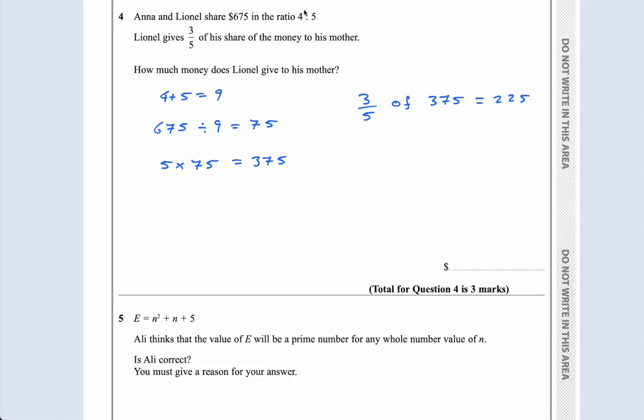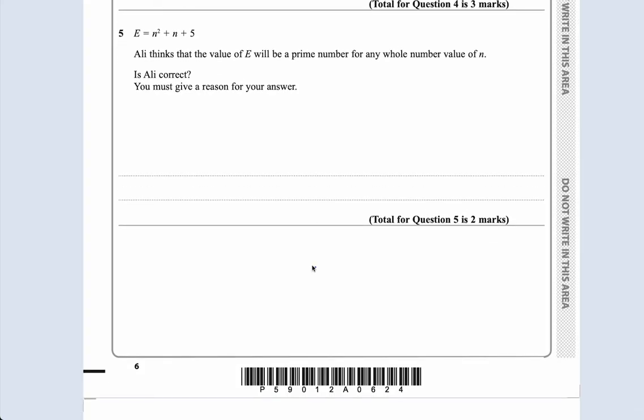So first, share it in the ratio 4 to 5, but we only care about the 5 one. That's Lionel, so he has this, and then gives 3/5 of Lionel's money to his mother, 225. Done. Part 5. Question 5. Ali thinks that the value of E will be a prime number for any whole number value of n. Is he correct? Give a reason for your answer.